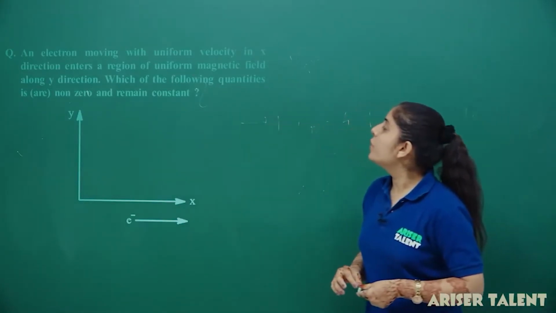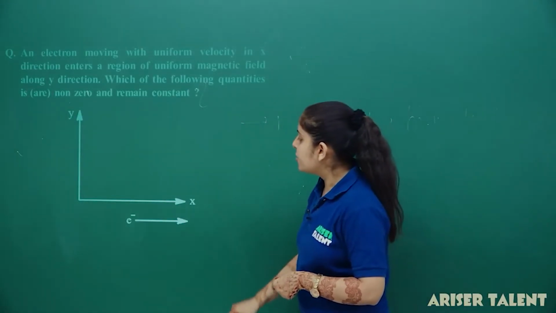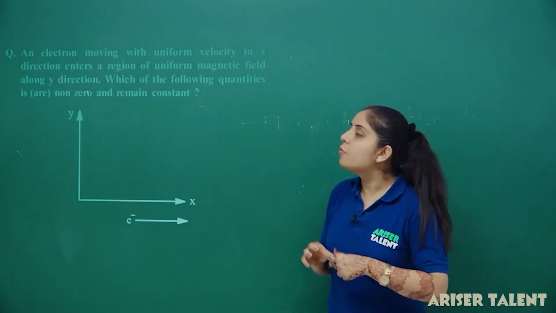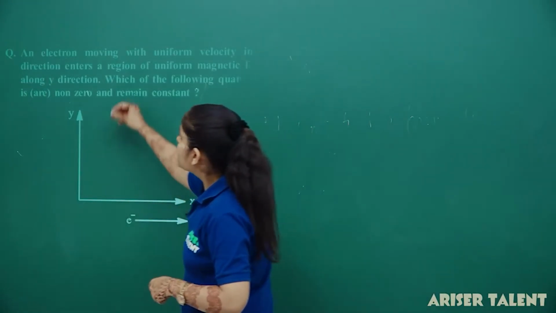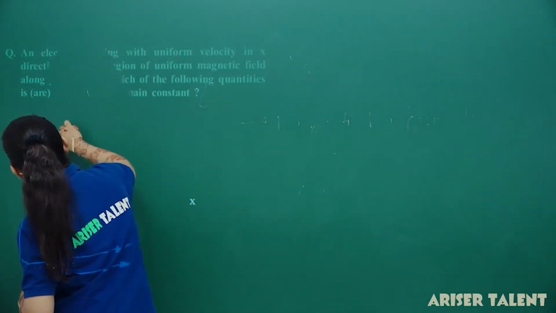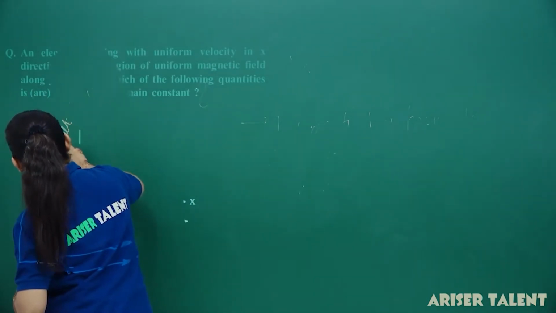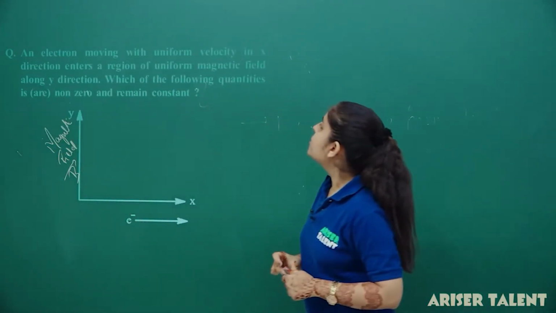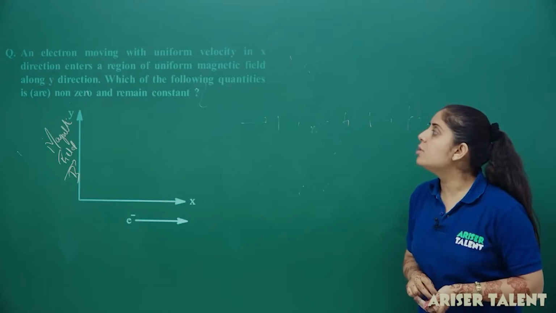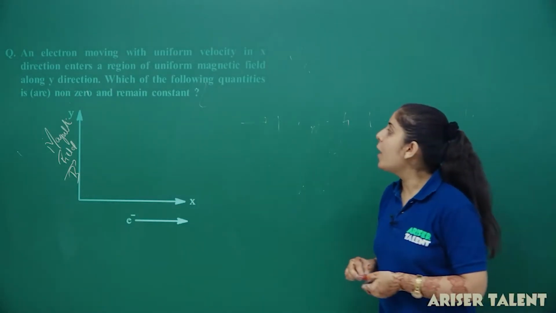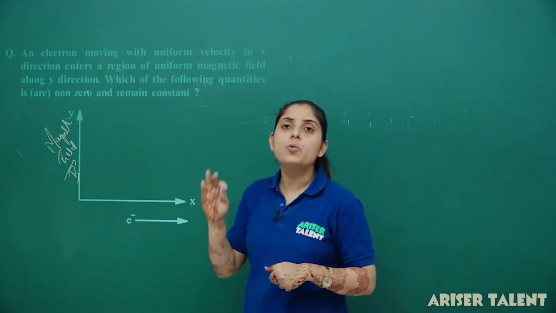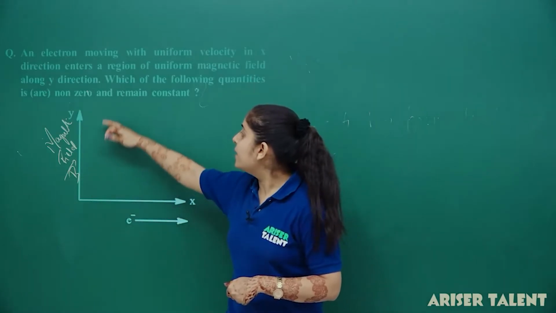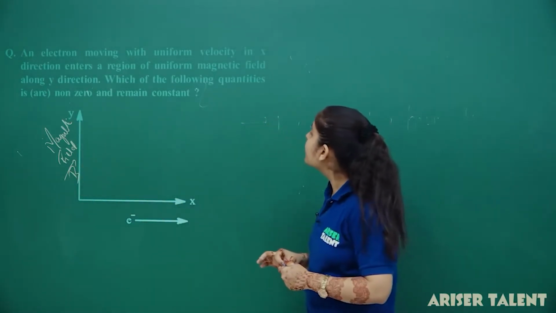An electron moving with uniform velocity in the x direction enters a region of uniform magnetic field in the direction y. This y will be the direction of the magnetic field, denoted by B. Which one of the following quantities is non-zero and remains constant? You have to identify among the options which quantity is non-zero. The electron is moving in the x direction and the magnetic field is given in the y direction. So let's check the options first.